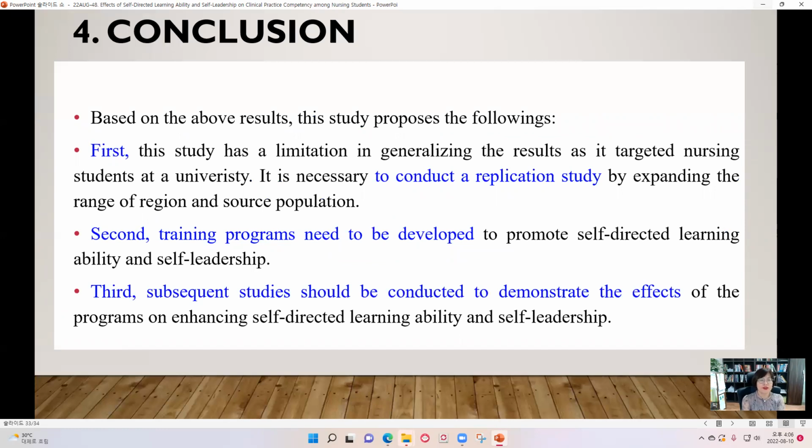Based on the above results, the study proposes the following. First, the study has limitations in generalizing the results, as it targeted nursing students at one university, and it is necessary to conduct replication studies by expanding the range of region and source population. Second, training programs need to be developed to promote self-directed learning ability and self-leadership. And finally, third, subsequent studies should be conducted to demonstrate the effect of the program on enhanced self-directed learning ability and self-leadership.